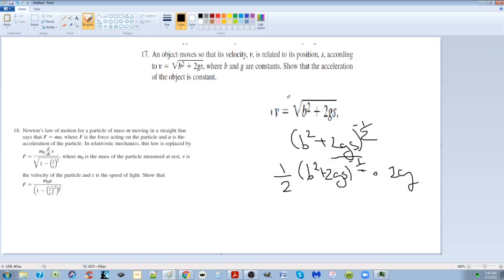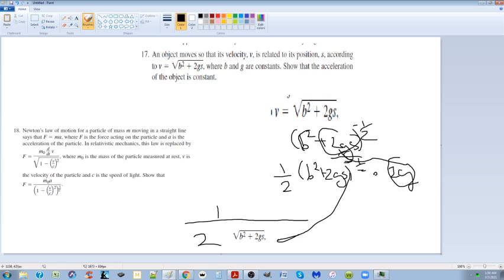So this, with this negative, means this. And it's the same as this thing here, because this negative just says take it down, square root it. And this 2 is part of the half, and this 2g is the derivative of the inside. B just disappears, it's a number. So up here you have 2g.